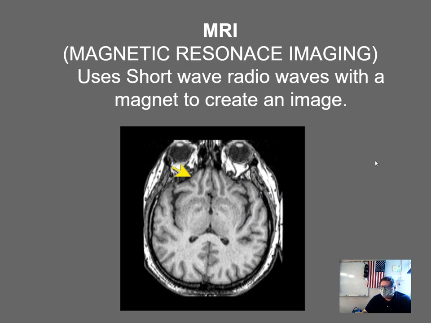MRI, another use of radio waves. They use short, higher energy radio waves along with a magnet to create an image of the inside of someone's brain, which is pretty useful.